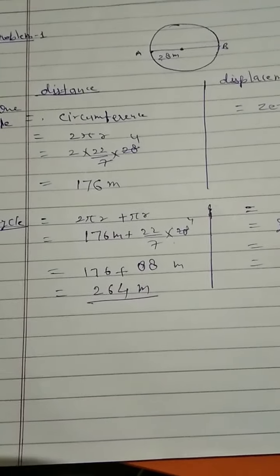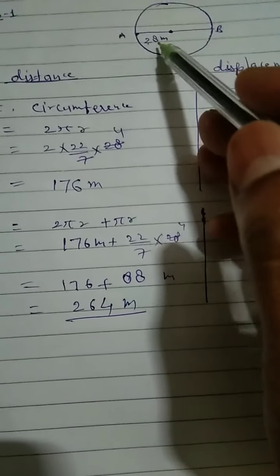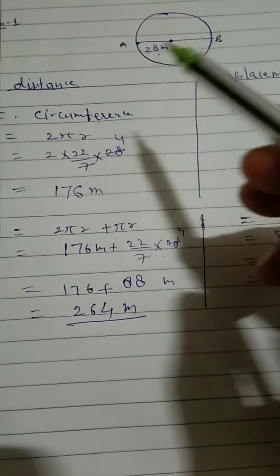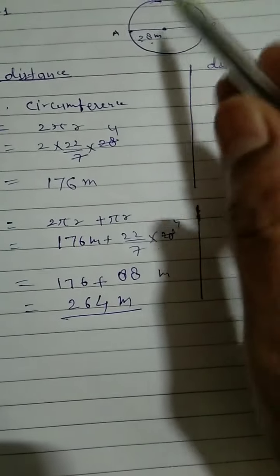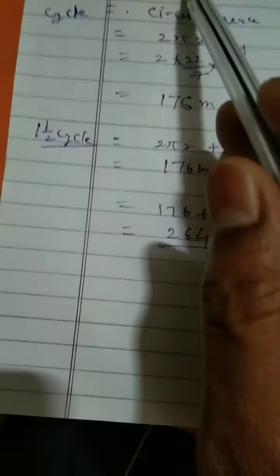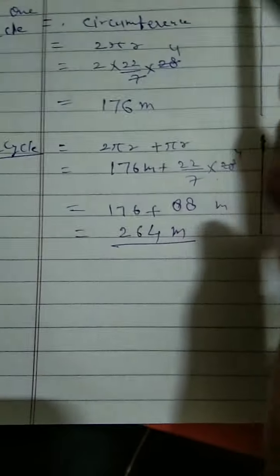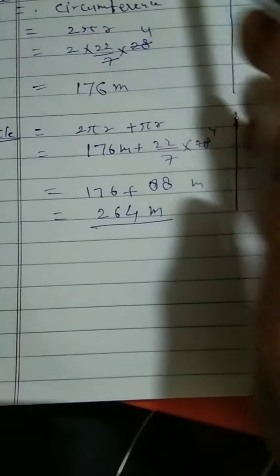In the distance and displacement topic, the first problem I gave was a circular path of radius 28 meter, and I asked you to find the distance and displacement in one cycle and 1.5 cycle. First of all, in one cycle, distance is always equal to the circumference of the circular path, that is 2 pi r, which is 2 into 22/7 into 28, and it will be equal to 176 meter.